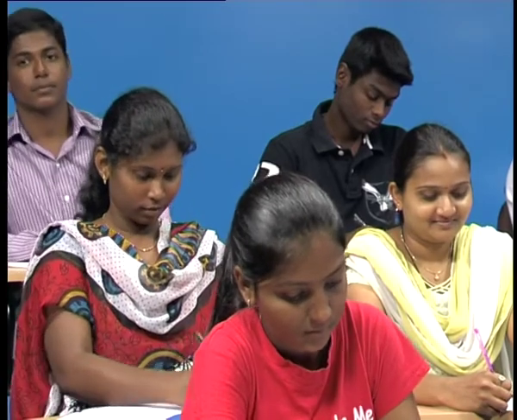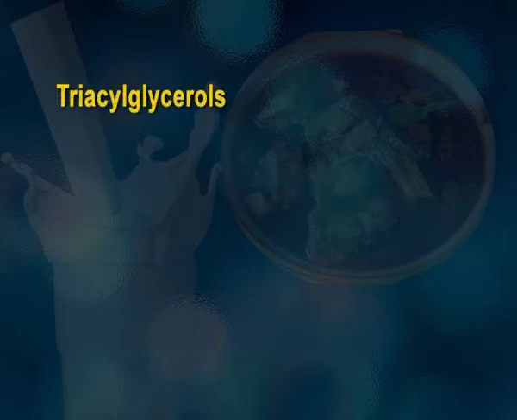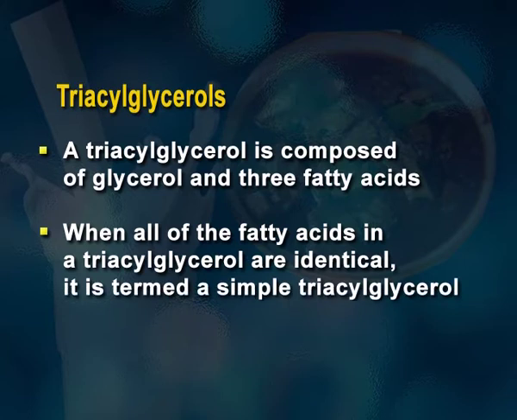The minor components include mono and diacylglycerols, free fatty acids, phosphatides, sterols, fatty alcohols, fat-soluble vitamins and other substances. Let us first learn about the major components. Among the major components, we have triacylglycerols. A triacylglycerol is composed of glycerol and 3 fatty acids. When all the fatty acids in a triacylglycerol are identical, it is termed a simple triacylglycerol. The more common forms, however, are mixed triacylglycerols in which 2 or 3 different fatty acids are present in the molecule.